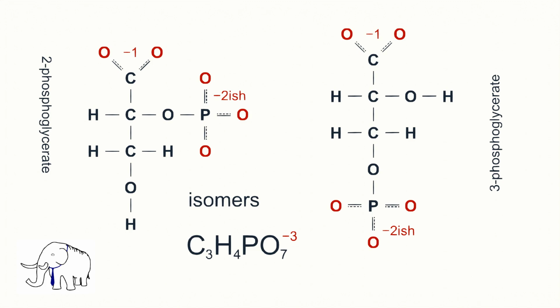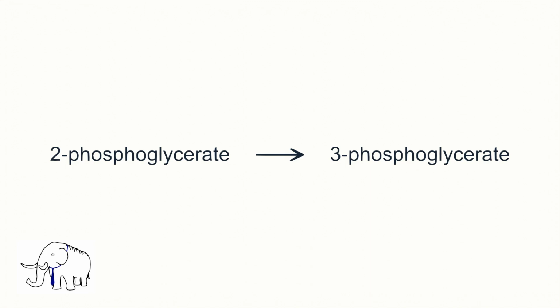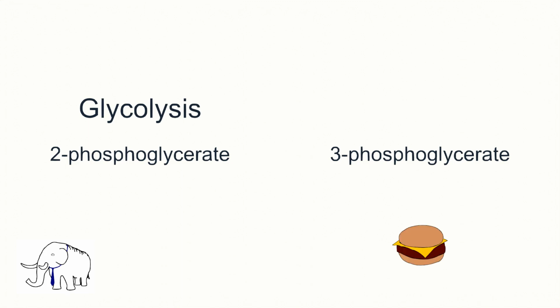If you're willing to trust me on this for right now, these two chemicals can switch back and forth between these structures. 2-phosphoglycerate can turn into 3-phosphoglycerate, and 3-phosphoglycerate can turn into 2-phosphoglycerate. The fancy scientific word for that is this is a reversible reaction. In glycolysis, which is a metabolic pathway that breaks down glucose to start getting energy out of the food we eat, in glycolysis the reaction goes in this direction, 3-phosphoglycerate to 2-phosphoglycerate.